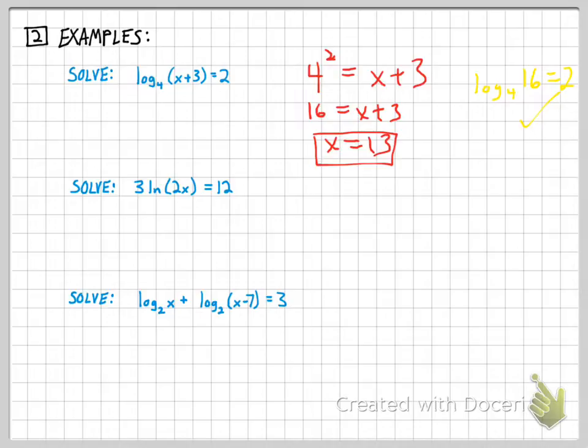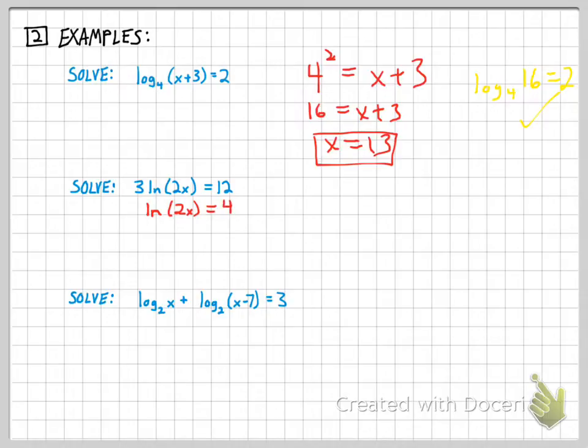Example 2 is a natural log expression. Notice that you've got a 3 there, and that makes it a little tricky to immediately convert it. And so this is an important step that you may forget: isolate the log. So I want to get ln 2x all by itself, and I can do that by dividing both sides. So my answer would be 4.